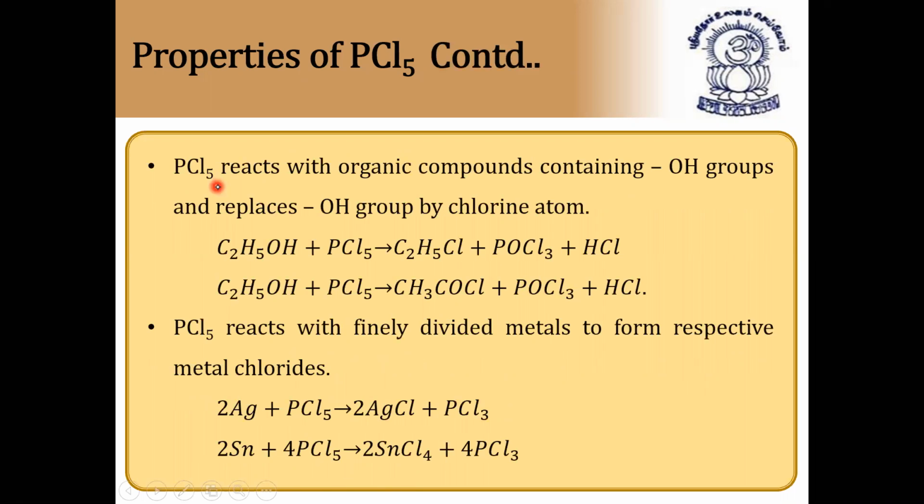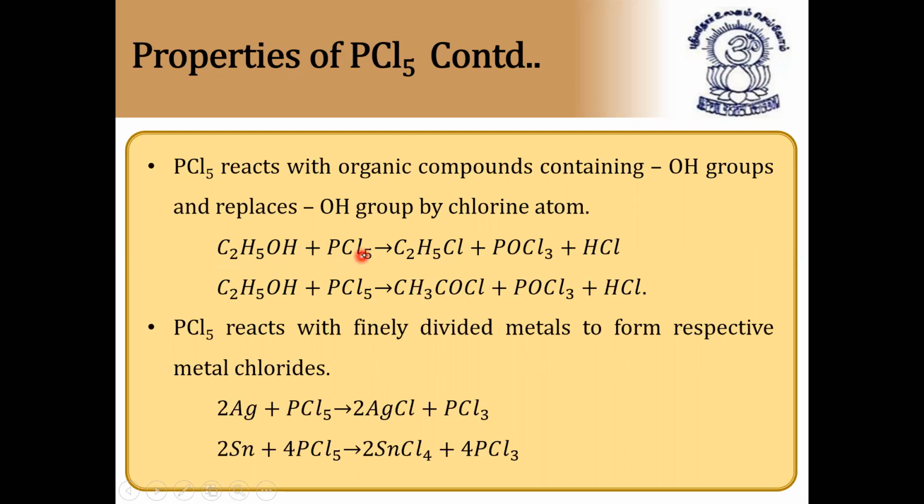Next, PCl5 reacts with organic compounds containing OH groups like PCl3. It also combines with organic compounds containing OH groups and replaces the OH group by a chlorine atom. That is again the preparation of alkyl halides and acid chlorides. So for example, see here now.